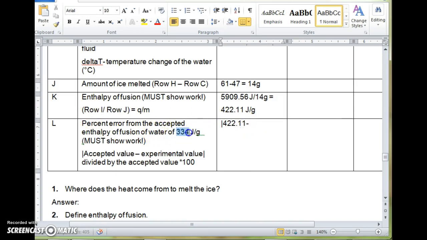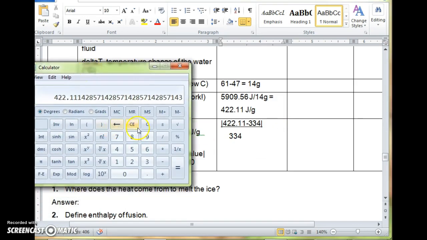We say, what did we get minus what should we have got? And we put it with these bars around it instead of a parentheses. So not a parentheses, but a bar. And those bars mean absolute value, and that means that your answer has to be positive. All right, and so we're going to subtract those two numbers, and then we're going to divide it by what we should have gotten. So go ahead and put that in your calculator.